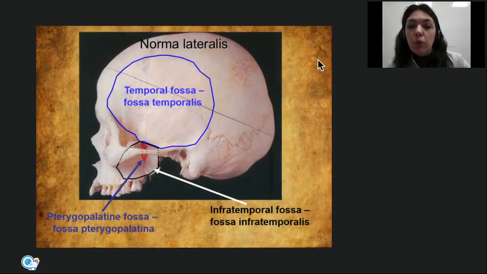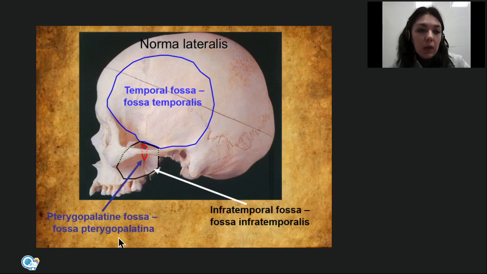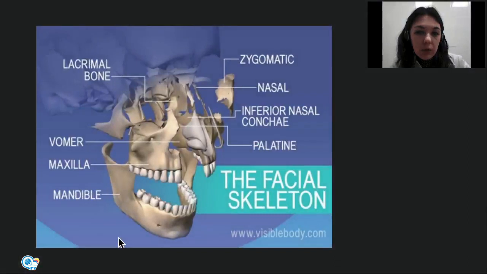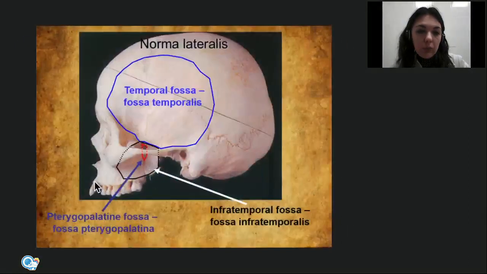So if we look at the skull from the lateral side, then we will see norma lateralis, yes? And here from the lateral side we can see three more fossae. The largest is the temporal fossa, fossa temporalis. The second one is the infratemporal fossa, fossa infratemporalis. And the last one, the smallest one, is the pterygopalatine fossa, fossa pterygopalatina.